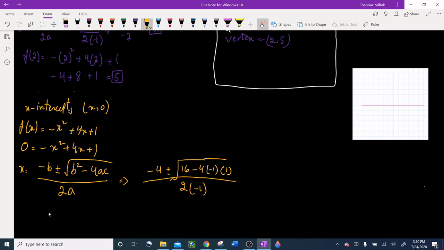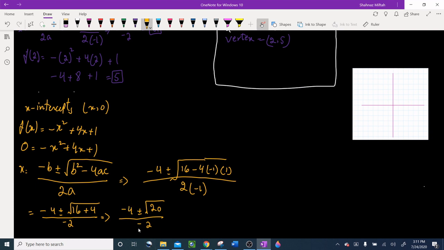So let's solve this. It's going to give me negative 4, plus or minus the square root of 16 plus 4, over negative 2. When I solve that further, negative 4, plus or minus the square root of 20, over negative 2.